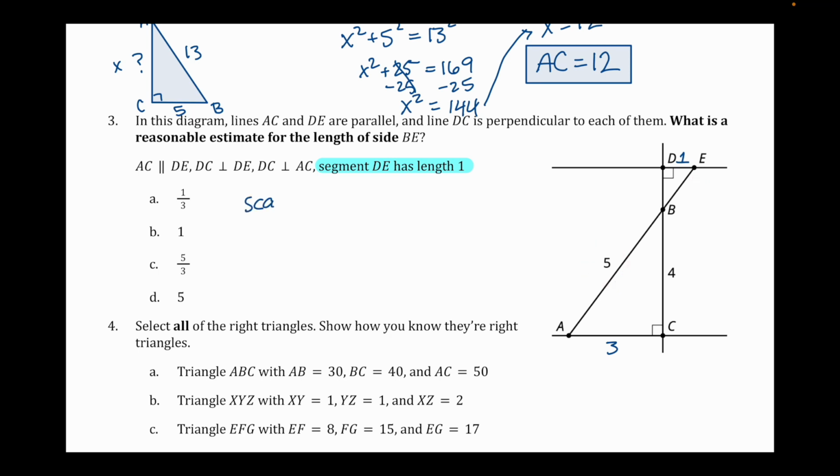So scale factor is 1/3. Hypotenuse is 5. So 5/3, because we are multiplying it by that. That is why I'm choosing 5/3.